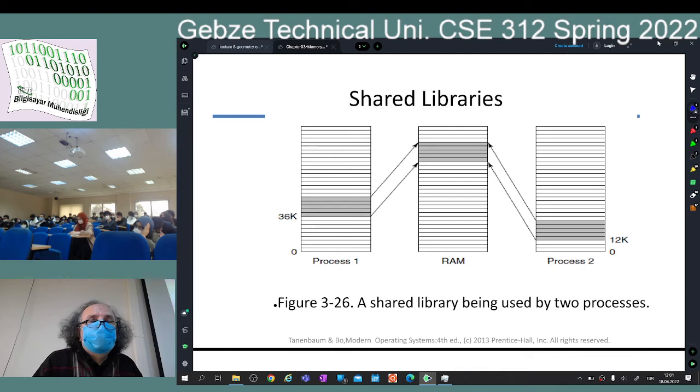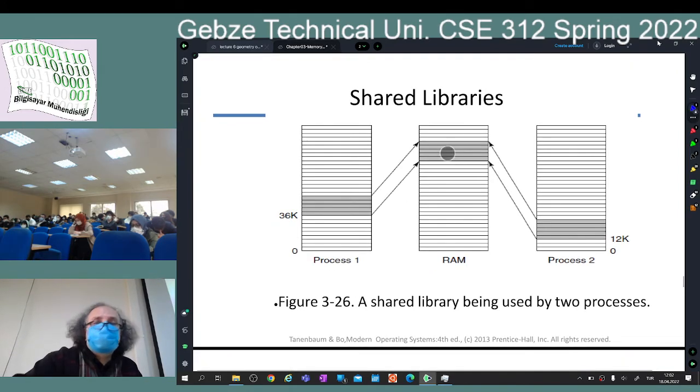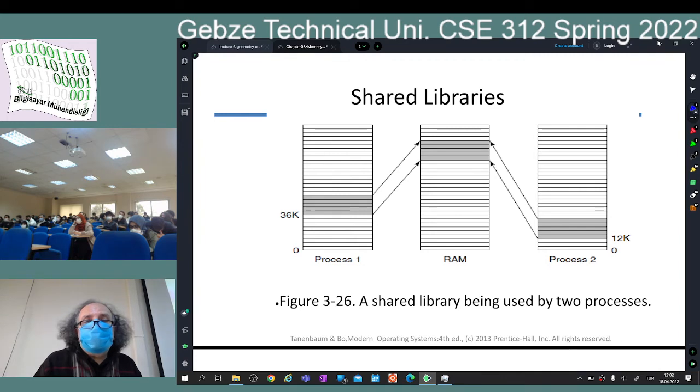Because sharing the pages is now possible with the paging, especially if you separate the instruction space and the data space. I know that this process is not going to modify anything inside this because this is an instruction space. This one will not modify anything because it's an instruction space or a read-only space. So shared libraries are handled this way. Once the DLLs are loaded to the memory, many processes can use the same DLL pages without copying them.